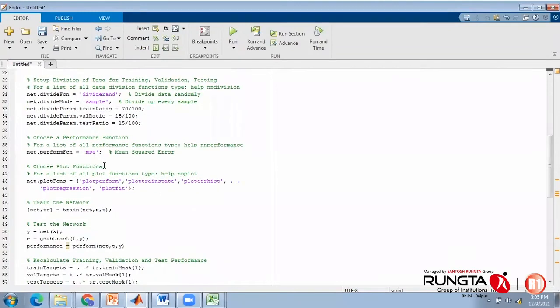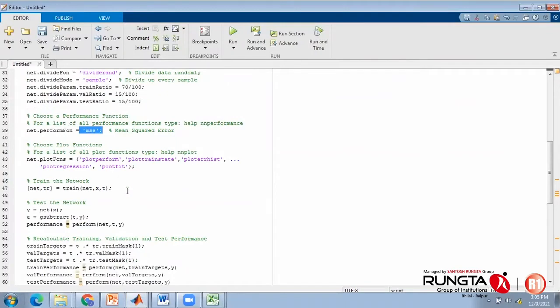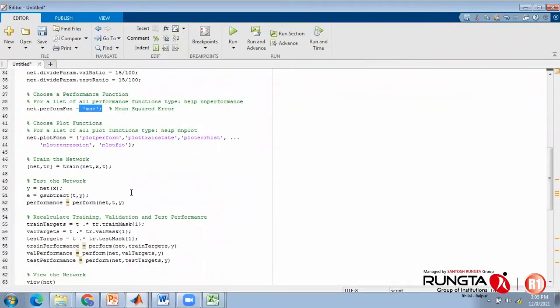The next is the performance function. The performance function which we have used is MSE. As I rightly said multiple times, our performance function is actually mean square error. Okay. The next is plotting details. So we can have different plots associated with the neural network. Okay. So performance function plotting.